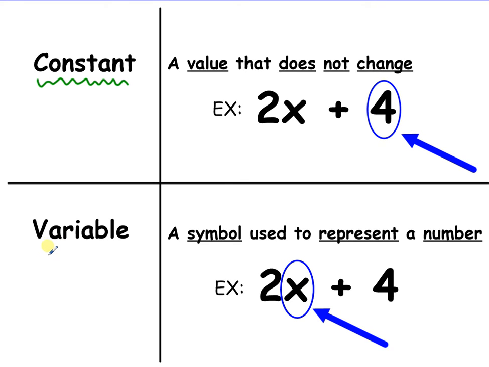The next vocab word that we have is variable, and we talked about that briefly when we talked about algebraic expressions, but a variable is a symbol used to represent a number, and the symbol that we most often use is a letter. We use X, we use Y, we use P, W, any letter of the alphabet. Variables will always have a number with them, which we'll talk about in a second. Sometimes you can see the number and sometimes you can't, and we'll talk about that as well.